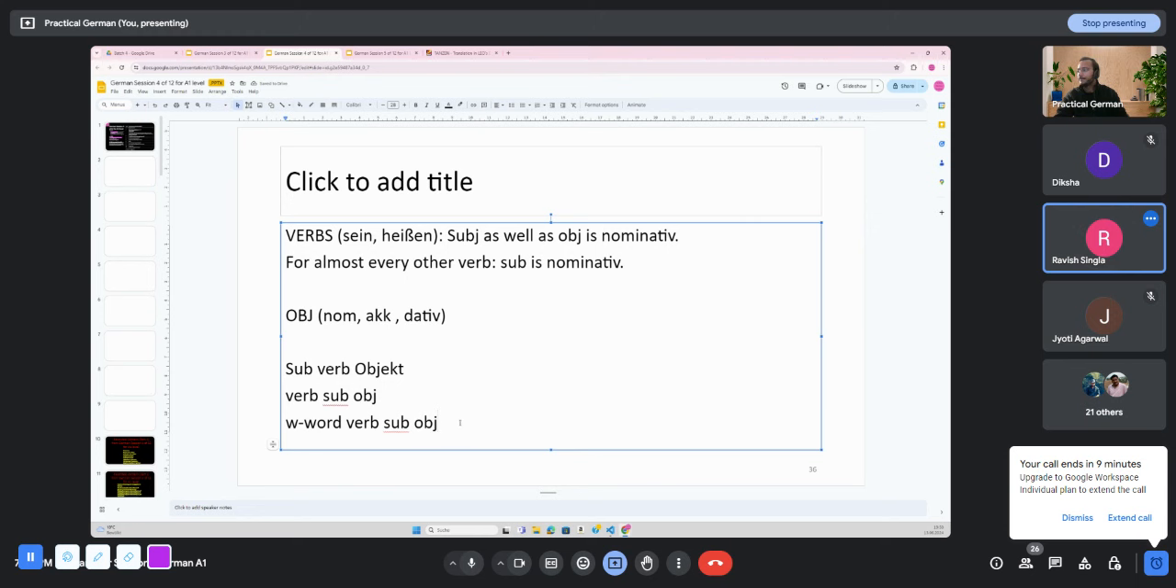So my point is, in all the cases, it's the same thing. If it's accusative, everything will be in accusative. If the object is there, it will be accusative, right? So in any order, the order remains the same.